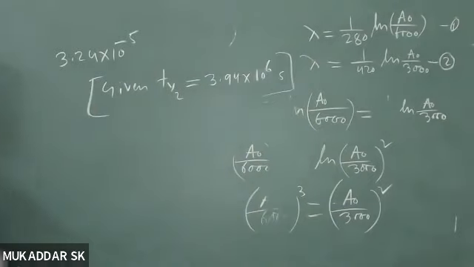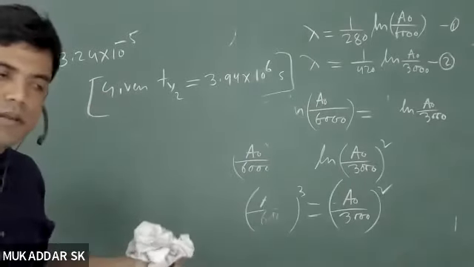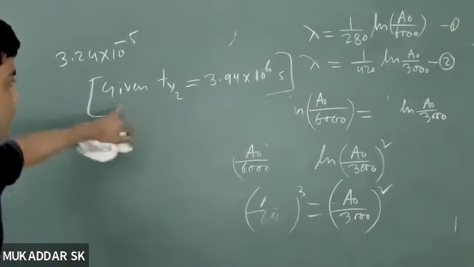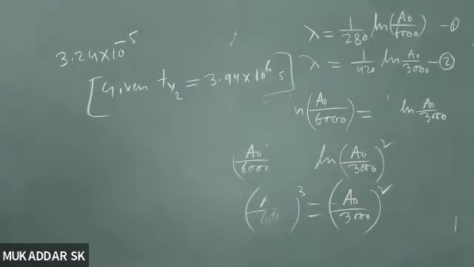Understood that problem? So there is this percent of potassium in a human body. The mass of the body is given, human body 70 kg. Half-life is given. You have to calculate the initial activity. Okay.